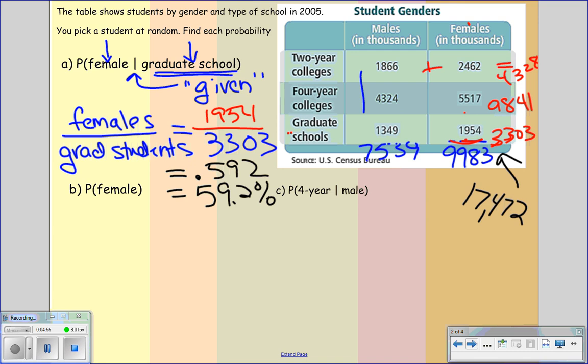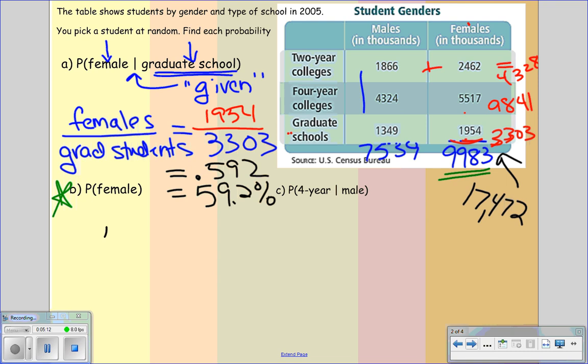All right, and I'm going to do basically the same thing for these other ones. Probability of female, so I'm now on P right here, probability of female. Well, this is pretty straightforward. Okay, this is pretty straightforward. You are just going to add up all of your females right there.